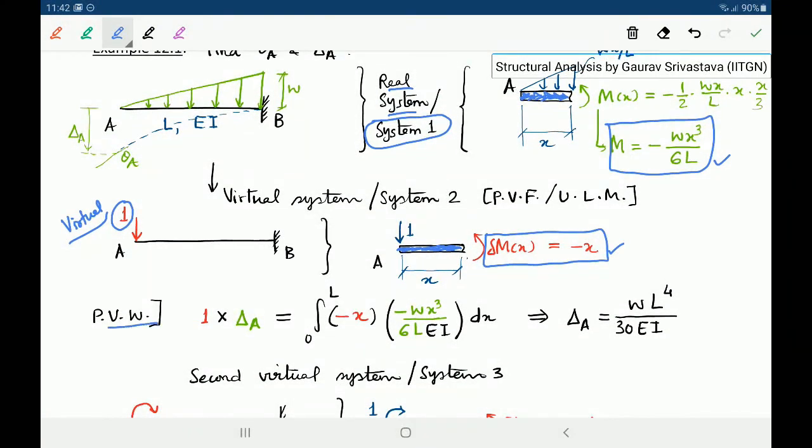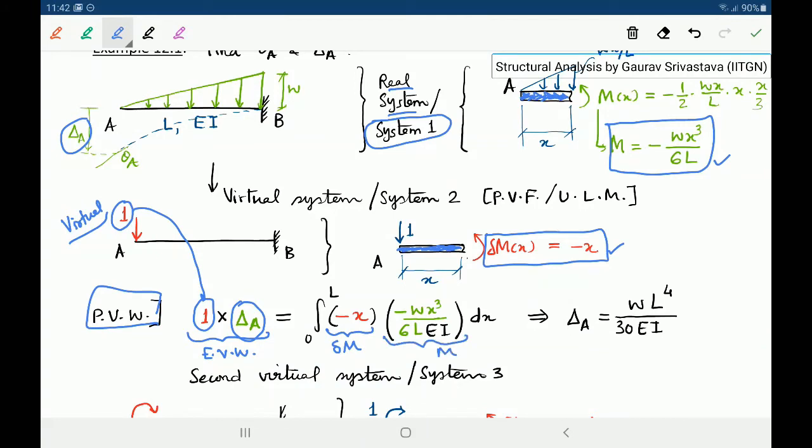From the principle of virtual work, what we would write is, on the left hand side, the external virtual work. For external virtual work, we have the force coming from the virtual system and the displacement coming from the real system. So this is the external virtual work, and this displacement delta A is not known. On the right hand side we have the virtual moment and the real moment divided by EI. This basically comes from the expression that we just saw a little while back for beams in bending.